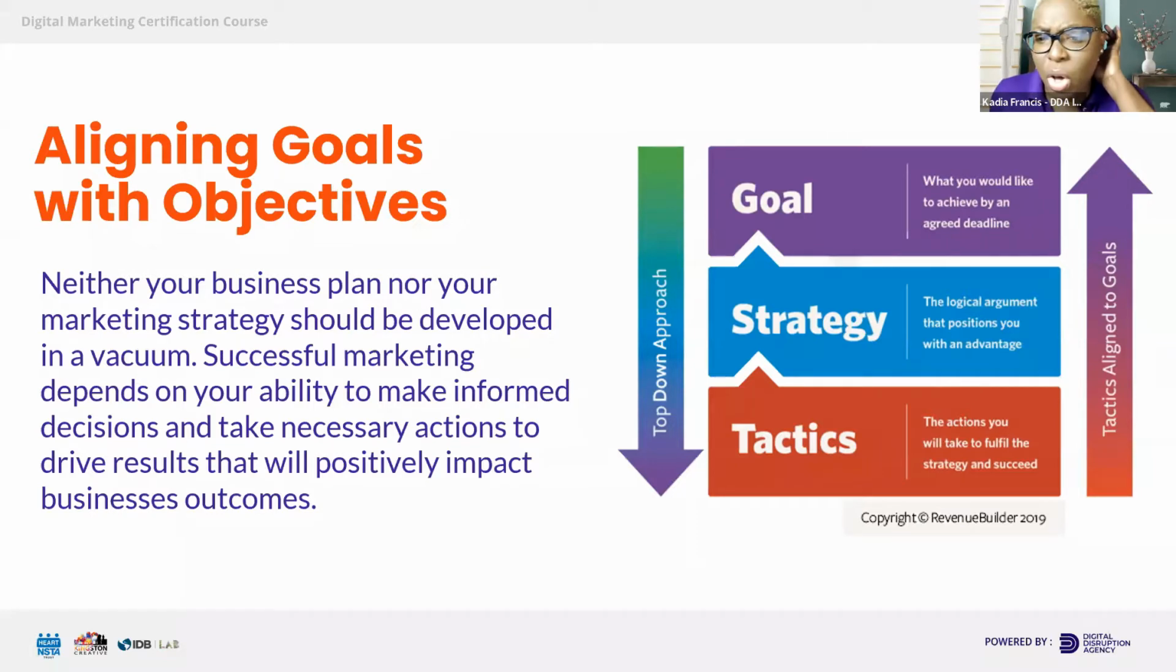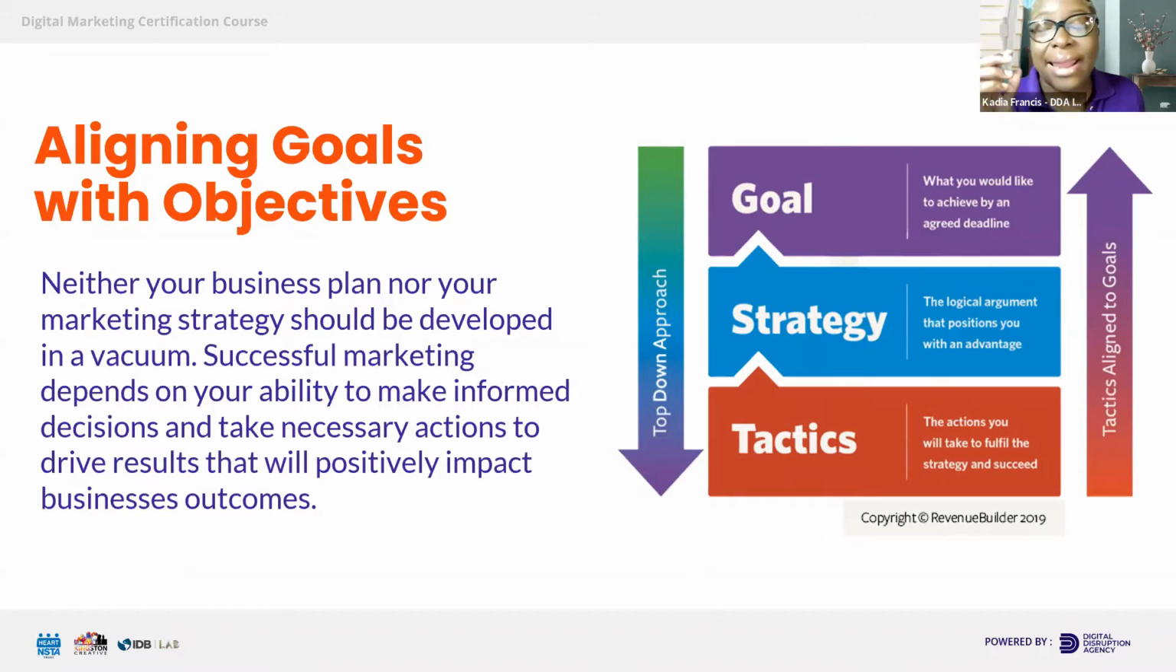Okay. So this is what we mean by the top-down approach in terms of aligning goals with objectives, right? So the goal is what you would like to achieve by an agreed deadline. We talk about SMART goal setting. The strategy is the logical argument that positions you with an advantage. And by logical argument, what your strategy is doing is saying, okay, this is what you want to achieve. These are the activities I think we can do to achieve it, and this is why I think these activities will work. That's what your strategy, your plan, is.